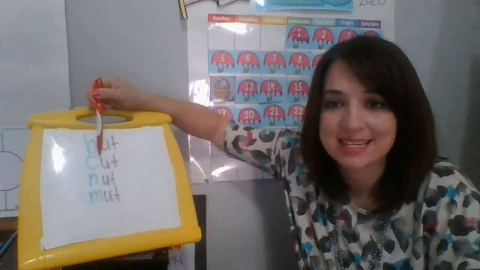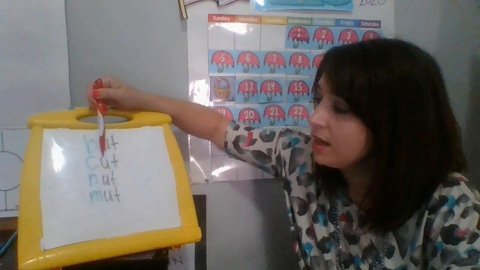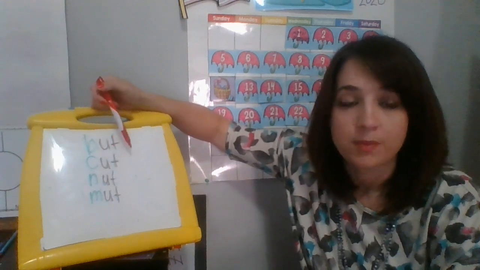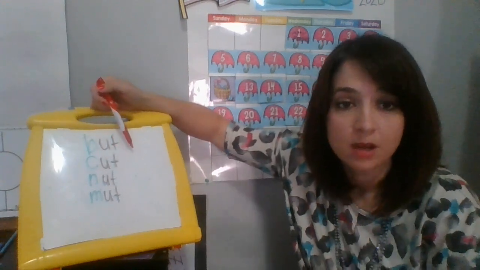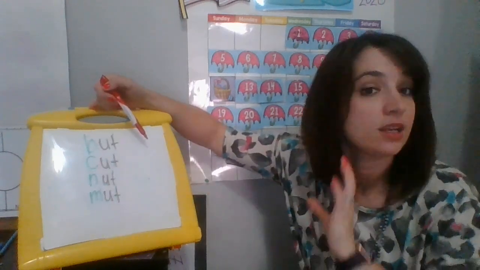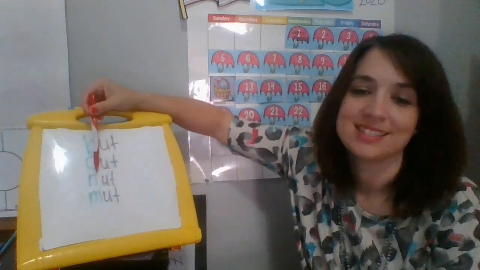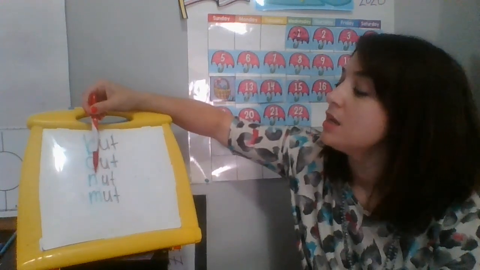All right, here's the next one. It's got a C, and C says cut. Cut. Maybe he got a cut on his finger. Maybe he used scissors to cut some paper. Maybe he had to go get a hair cut. All right, cut.